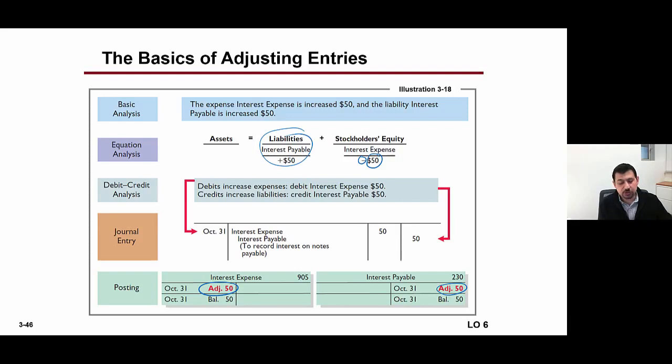We used here interest payable and we did not credit notes payable because we need to differentiate between the notes payable itself and the interest. So basically, we need to differentiate between the original amount, which is also called the principal, and the interest that has accumulated or accrued over the time of the loan.